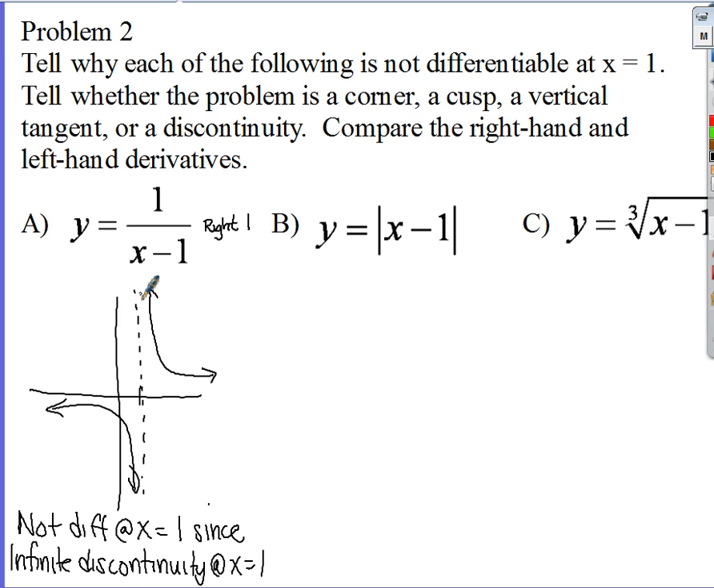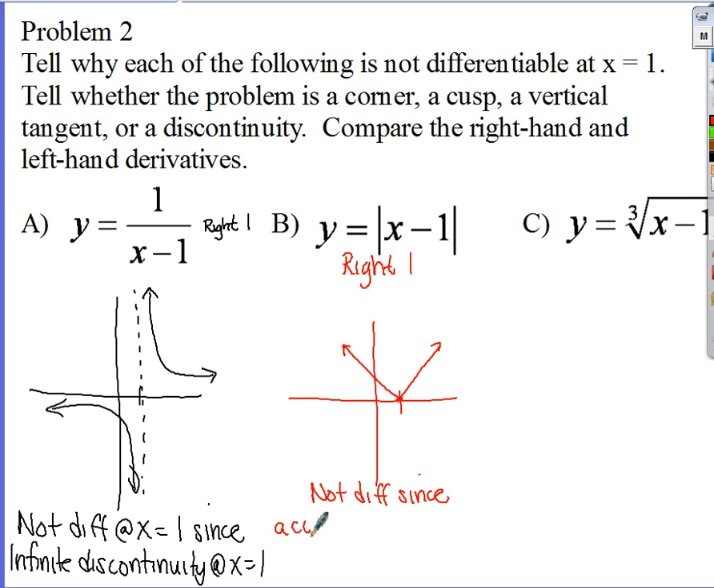Part B, absolute value again. Hopefully you already know what's going to happen. But again, this tells us to move right 1. So when I sketch this, we all should know that absolute value is a V. I get this graph. So this is not differentiable since there is a corner at x equals 1. And this means that the left-hand derivative, the left-hand slope, does not equal the right-hand slope, right-hand derivative.